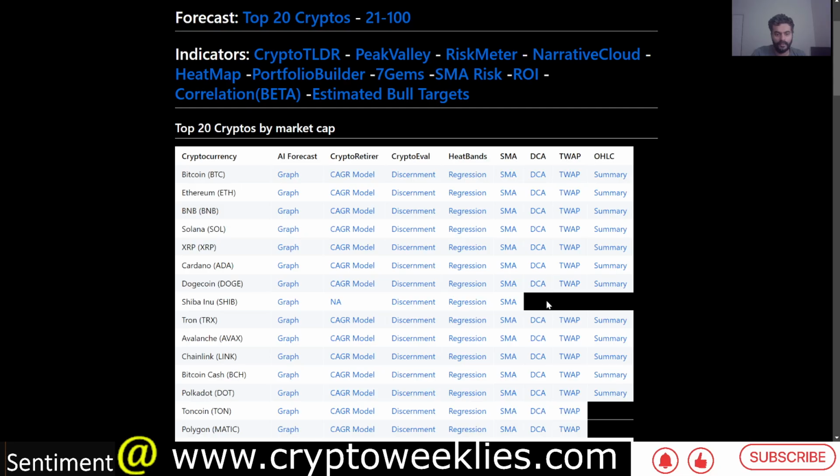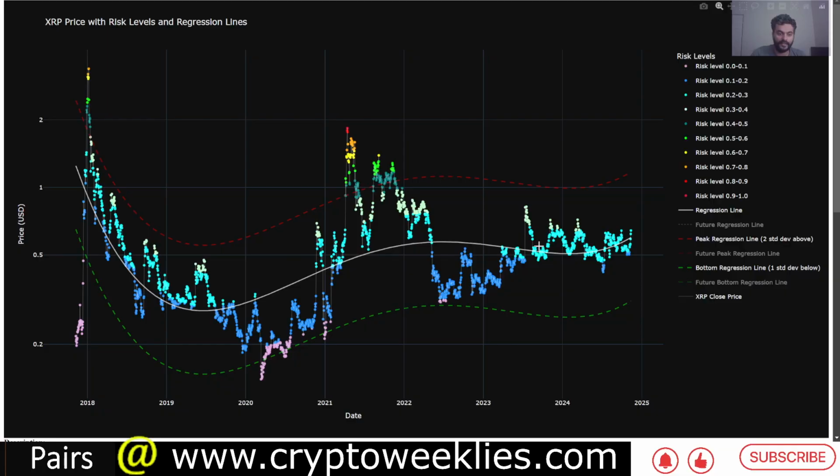The second model that we have is related to accumulation, related to the polynomial regression based analysis that we analyzed at a weekly level. This is applied at a daily level, based on the proportional and time adjusted distance and relationship between the price and the fair value polynomial regression trend line. The color codes are assigned, and on top of the color codes there is the peak regression, which is the dotted red line, and the bottom regression, which is the green line.